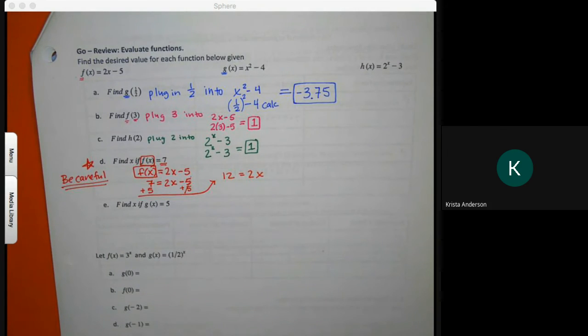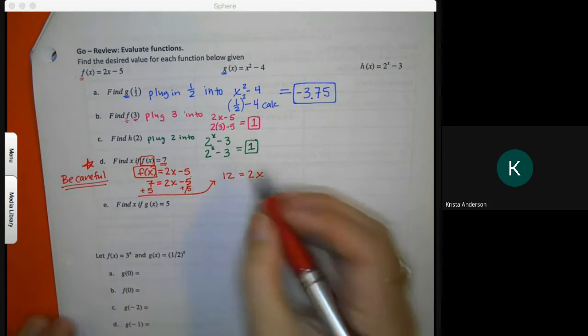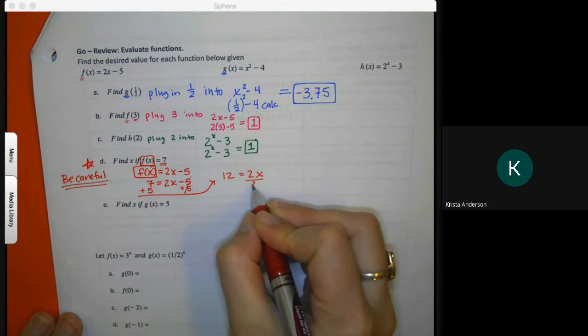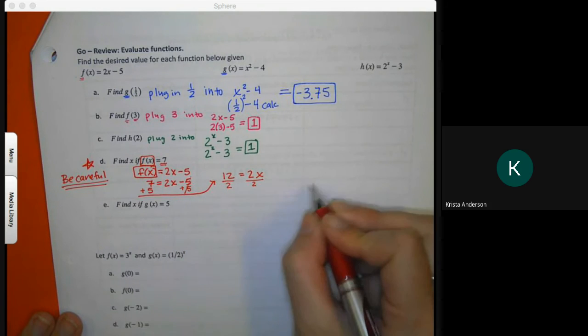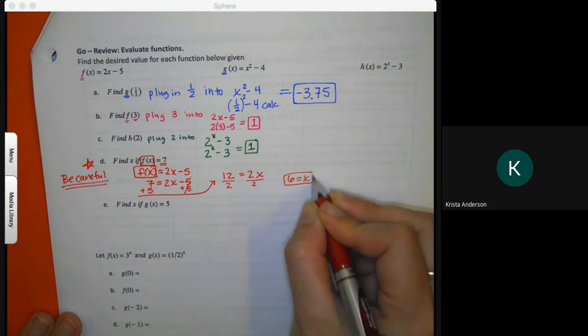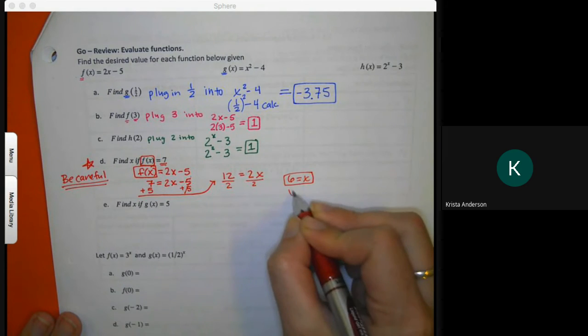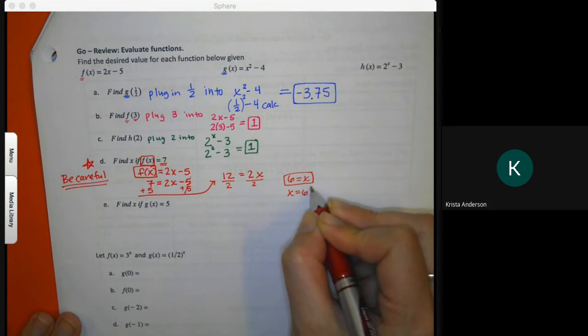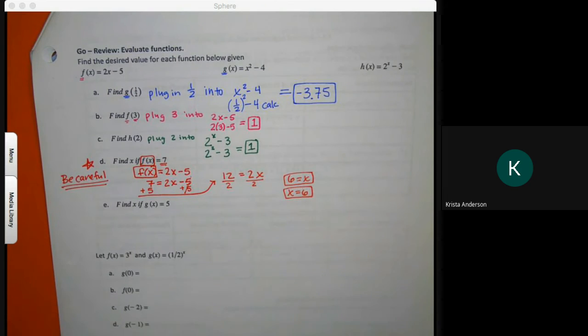Once I add or subtract, I then multiply or divide. Divide it by the 2, which means that x is 6. If you don't like the way that looks, you can always write it that way if you prefer. It's the same thing.